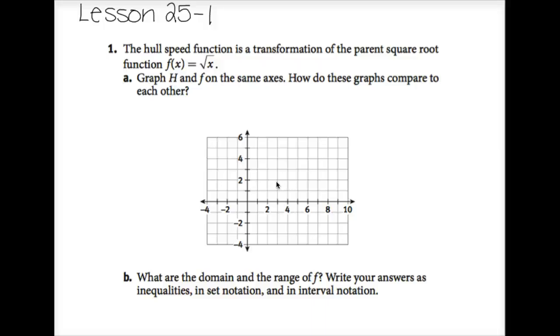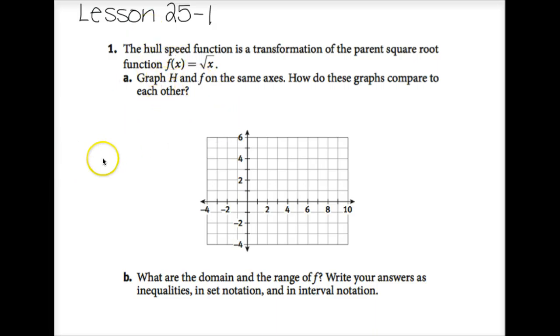While you're turning there, you can see up here on the video, question 1, it says the whole speed of is a transformation of the parent square root function f of x equals the square root of x. We're going to be learning some new parent functions in this unit, and the square root function is one of them. So this is our parent, and with any type of transformations, the first thing we need to do is learn how to graph our parent.